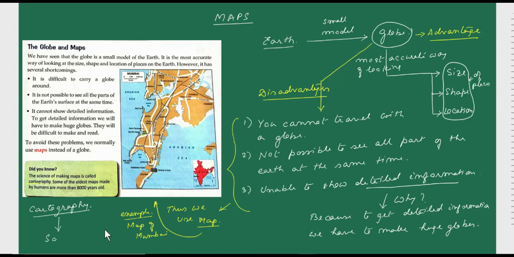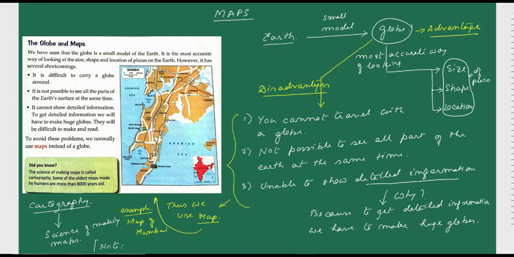Now we know cartography, a term used in the case of maps. It is the science of making maps. So you must note one thing, that the oldest map made by any human being is almost 8,000 years old.